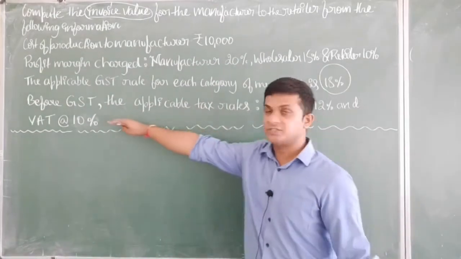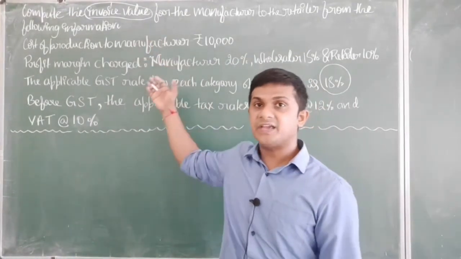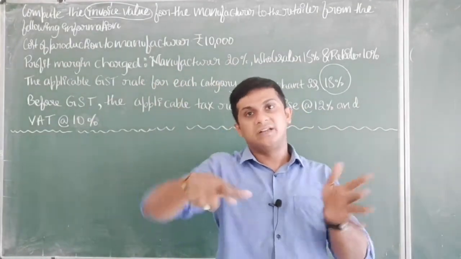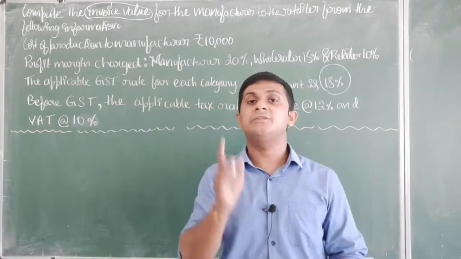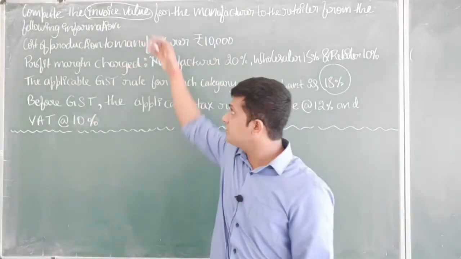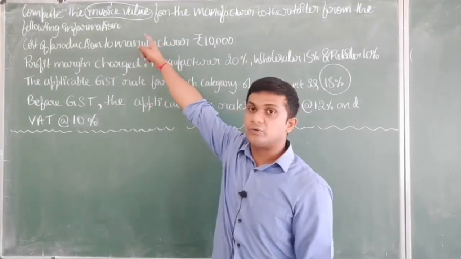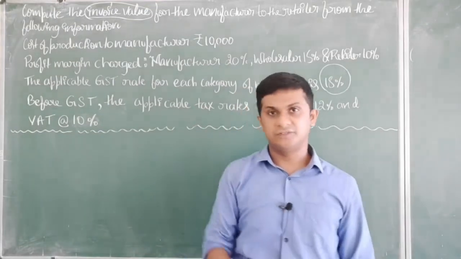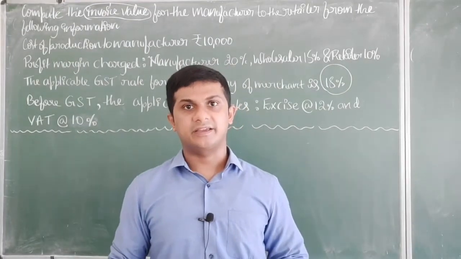So they have given the VAT information. That means these transactions that have occurred between the manufacturer, then the wholesaler, then the retailer are occurring within the state. That's why only VAT information is given. So using this information, we have to calculate the invoice value for the manufacturer, for the wholesaler and for the retailer. Let me start the calculation.